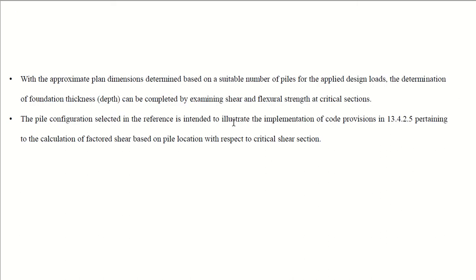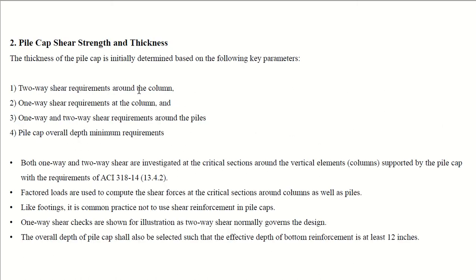With the approximate plan dimensions determined based on a suitable number of piles for the applied design loads, the determination of foundation thickness can be completed by examining shear and flexure strength at critical sections. So we know the dimensions, we are just left with the depth of the foundation or thickness. The pile configuration selected in the reference is intended to illustrate the implementation of code provisions in ACI 318-25 pertaining to the calculation of factored shear based on pile location with respect to critical shear section. Okay, so now coming to the critical shear.